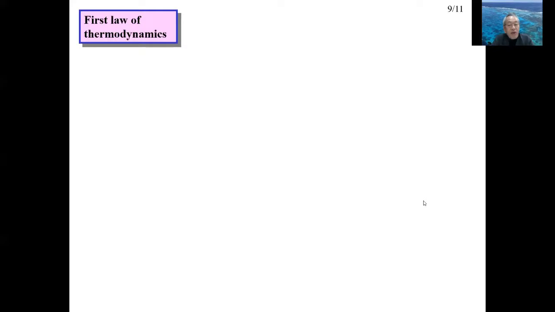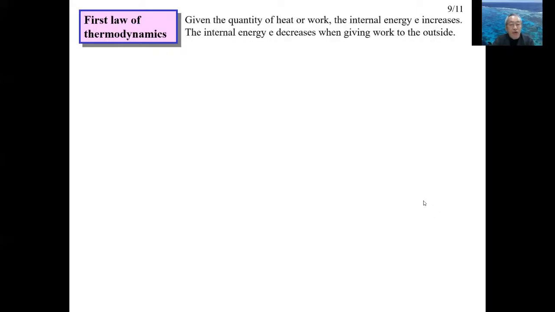I will explain the first law of thermodynamics. Consider the case where the fluid is gas. The first law of thermodynamics is explained as follows. Given the heat or work, the internal kinetic energy E increases. If the gas does work or supplies heat to the outside, E decreases.